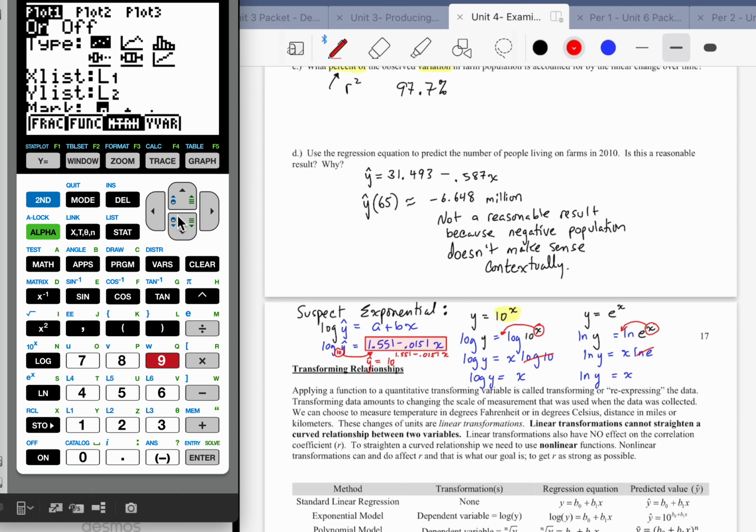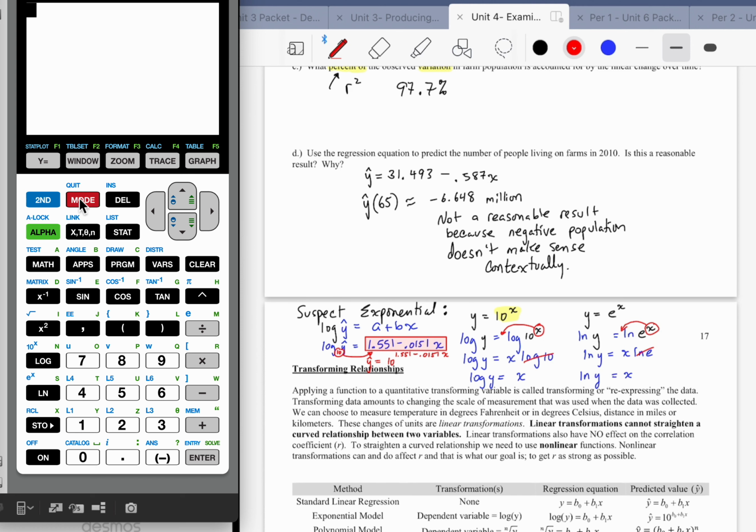Zoom, it won't let me because I locked myself in here, zoom 9. And there you go. All right, so now you have a regression model that is more appropriate to the scatter plot. All right. I'm definitely going to explain this again tomorrow using a different example or two, but that's the gist of it. All right.